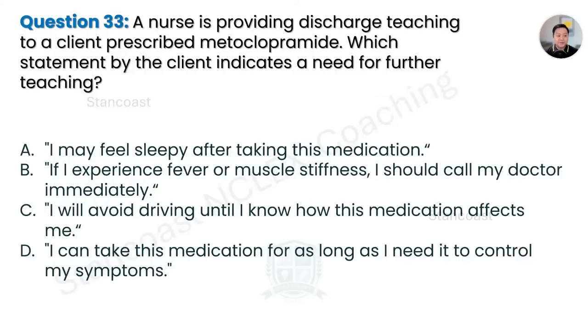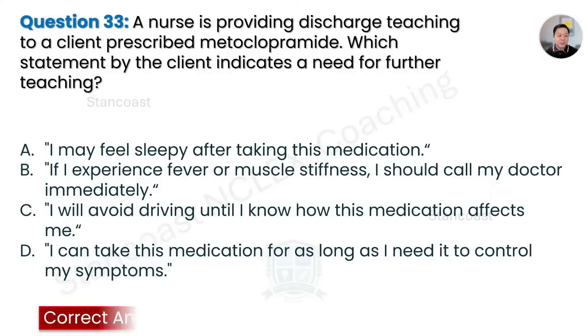33. A nurse is providing discharge teaching to a client prescribed metoclopramide. Which statement by the client indicates a need for further teaching? A, I may feel sleepy after taking this medication. B, if I experience fever or muscle stiffness, I should call my doctor immediately. And C, I will avoid driving until I know how this medication affects me. And D, I can take this medication for as long as I need it to control my symptoms. Again, we're looking for that inaccurate statement, one that reflects misunderstanding.